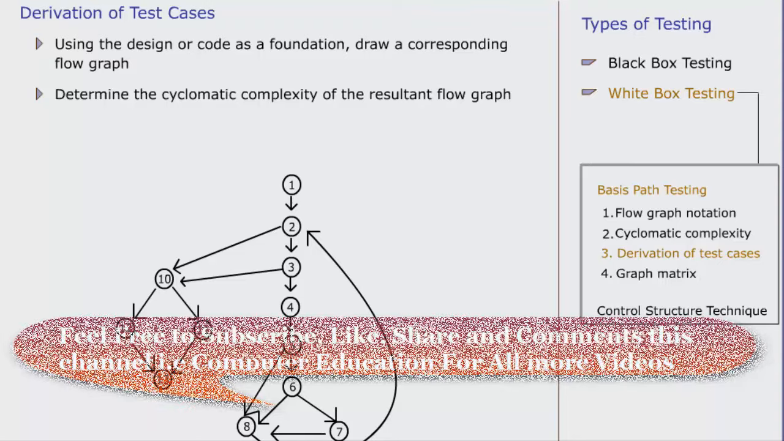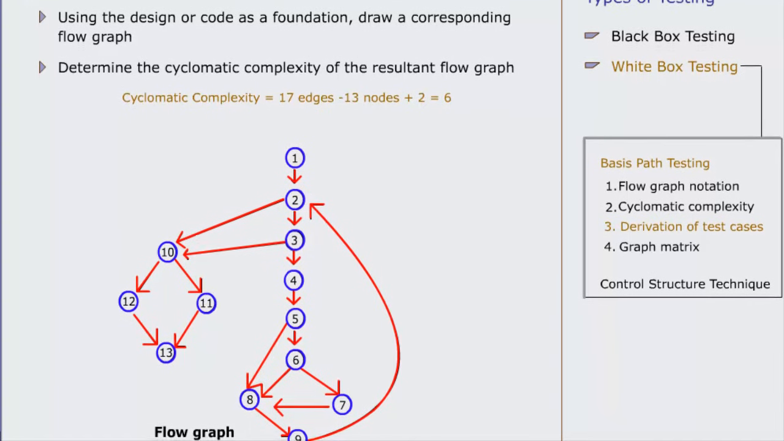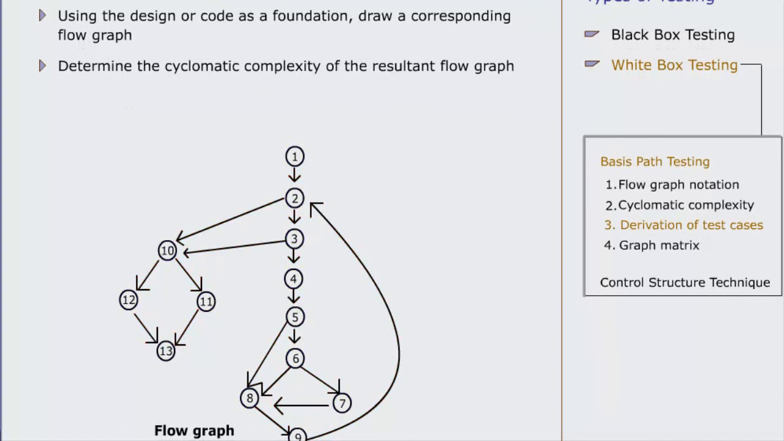For the procedure, average cyclomatic complexity can be determined as follows. Cyclomatic complexity is equal to 6 regions. Cyclomatic complexity is equal to 17 edges minus 13 nodes plus 2, which is equal to 6. Cyclomatic complexity is equal to 5 predicate nodes plus 1, which is equal to 6. Number 3.